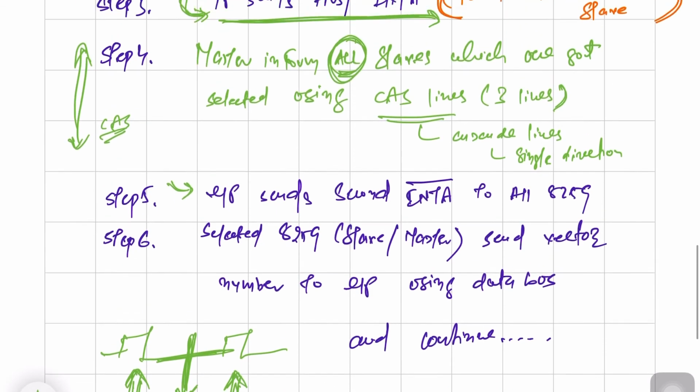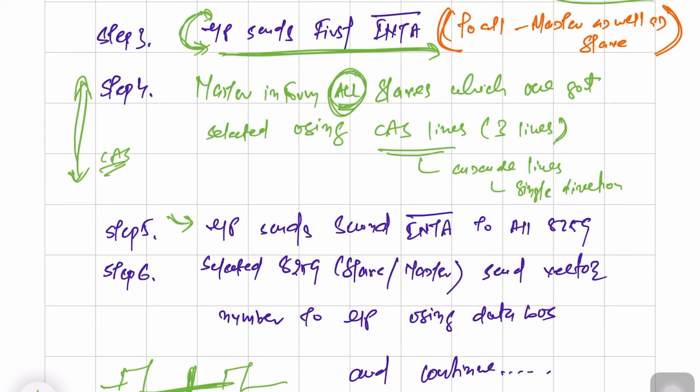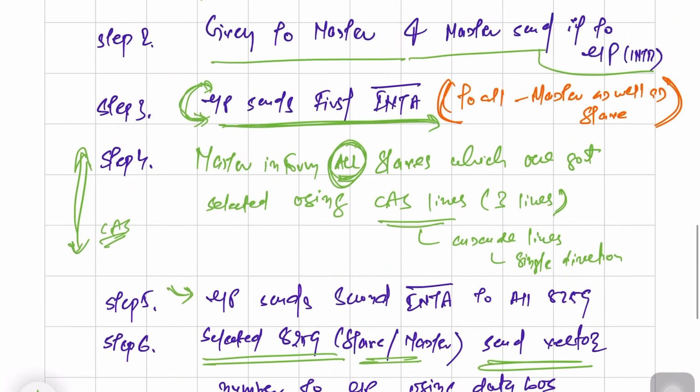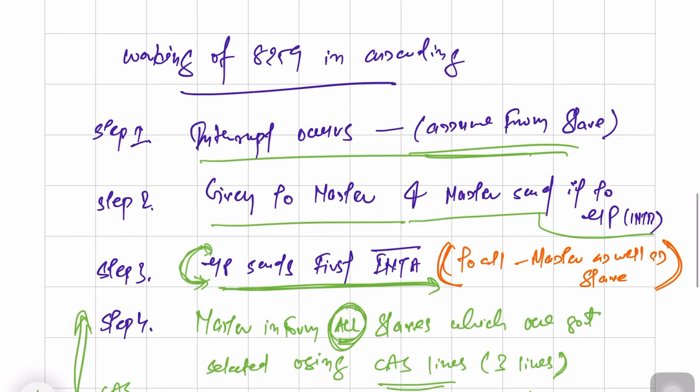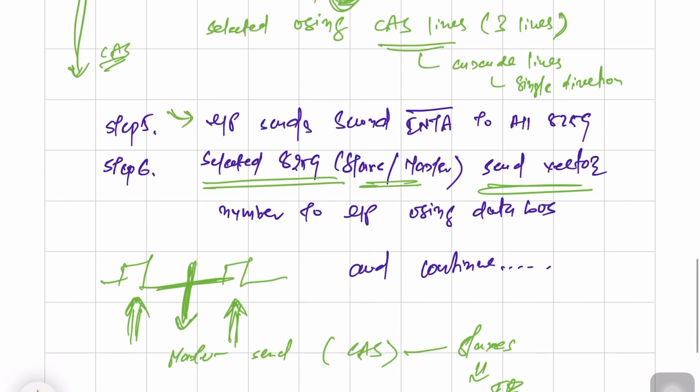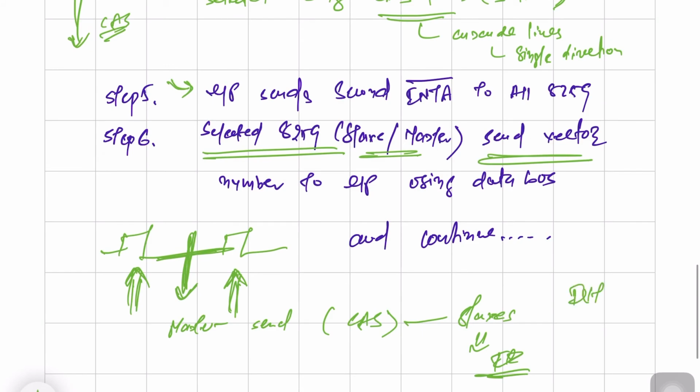So now the microprocessor will send the second INTA signal, and that slave already knows that its interrupt got selected. So the selected 8259, whether it is a slave or a master, sends the vector address to the microprocessor on the data bus. Once the microprocessor gets the address, it is a normal procedure. Now the microprocessor will find the IVT, execute the interrupt service routine, and when it is over, it will send the end of interrupt command. So this is the normal procedure.